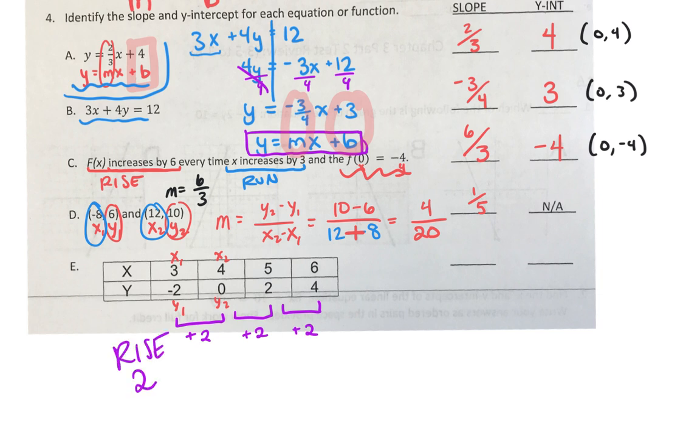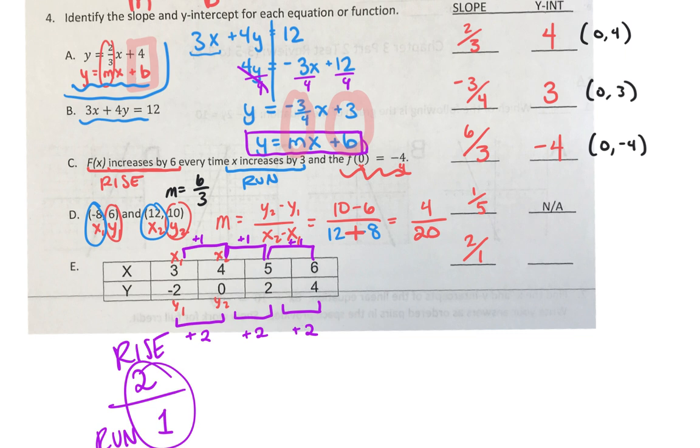Now let's look at our run. Went from 3 to 4, from 4 to 5, from 5 to 6. So our run was 1. So our slope is 2 over 1.